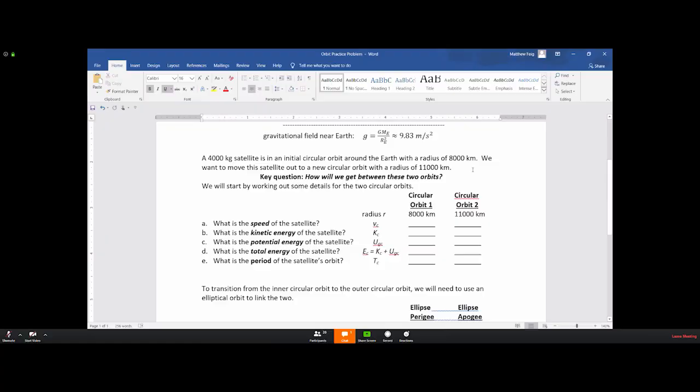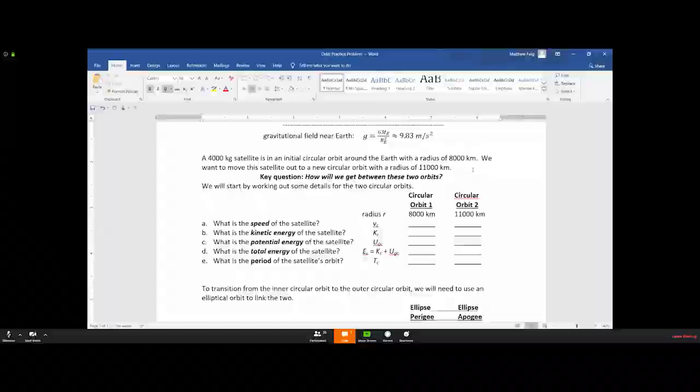A 4,000 kilogram satellite is in an initial circular orbit around the Earth with a radius of 8,000 kilometers. We want to move this satellite out to a new circular orbit with a radius of 11,000 kilometers. And the key question is going to be, how will we get between these two orbits?